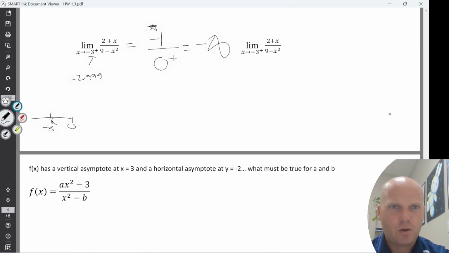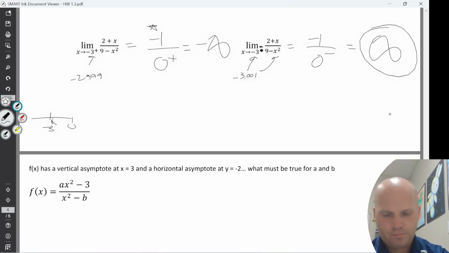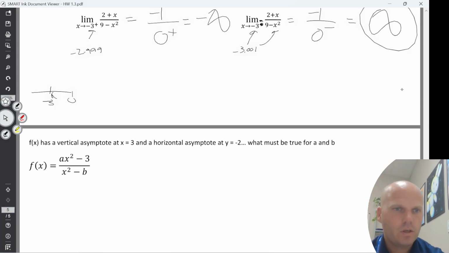Same thing. I'm sure I meant for this to be a negative. So this is going to be negative 1 over, this will be something a little bit more than 9. So this will be close to 0, but this is more than 9. That'll be that, and that'll be that. Okay? So that's fun.